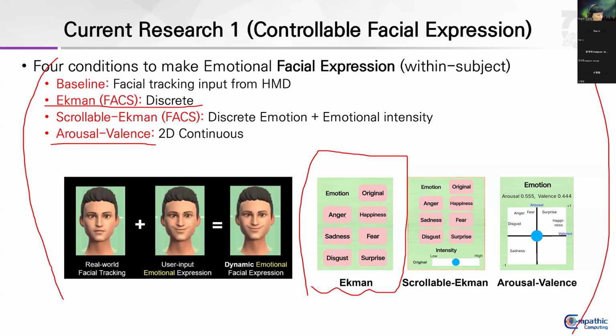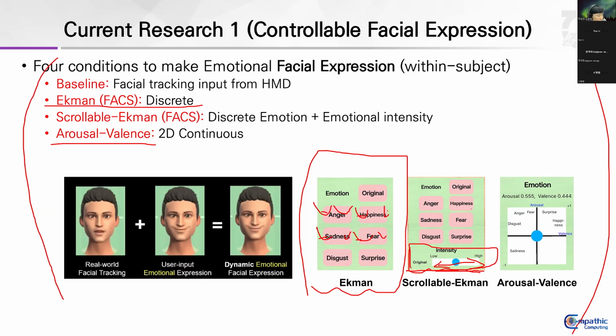If the participant or user presses one of the buttons, then the avatar expresses the selected emotion, or I can change the emotional facial expression with the selected emotion. And also, we add some intensity control. There is a 1D scroll here. So with this scrolling interaction, they can control the intensity of the expression.